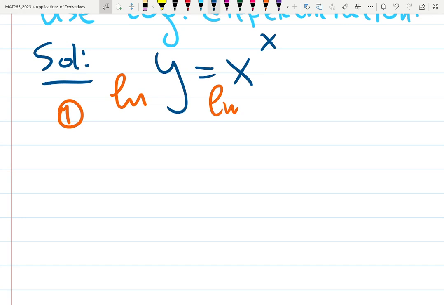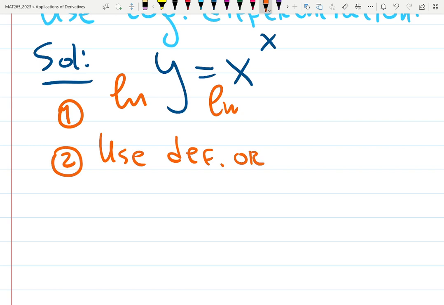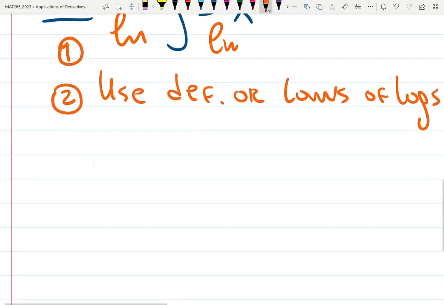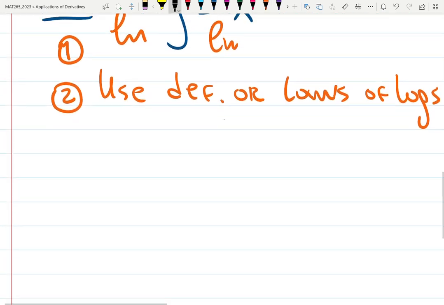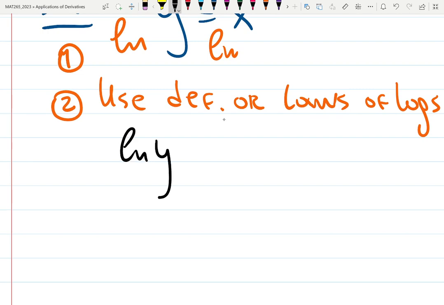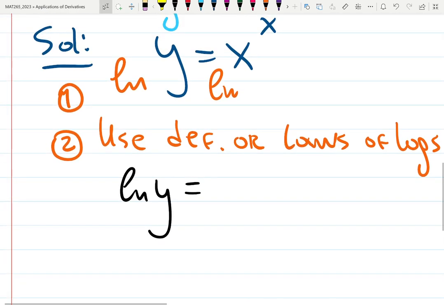So the left-hand side becomes... and you use properties. Step 2, you use properties. Actually, let's not call it properties, that's too long to write. It's called laws of logs. Laws of logs tells us that, okay, the left-hand side is still ln y. But the right-hand side now is ln of x to the x.